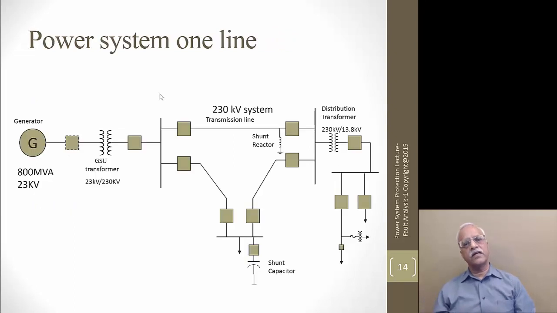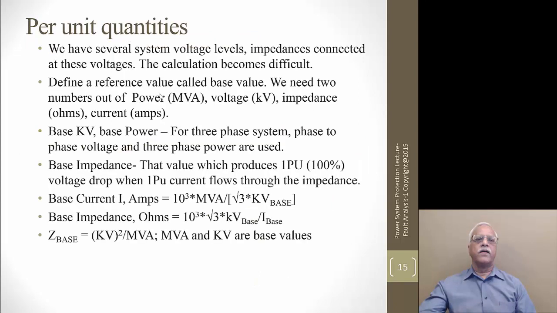Now let's look at a simple system here. It's a three bus system, which we have been talking about from lecture one. It has a generator, 800 MVA, 23 kV. Its voltage is stepped up to 230 kV to transmit power from one substation to another, and then we step it down to 13.8 kV to provide distribution voltage to serve the load. Now we have several voltage levels and impedances connected at these different voltages: 23 kV, 230 kV, and 13.8 kV in this particular example.